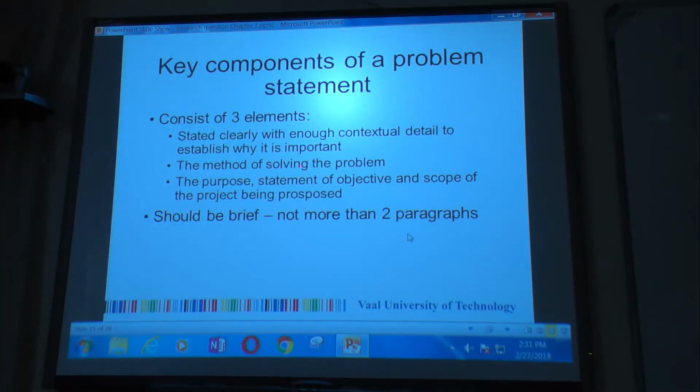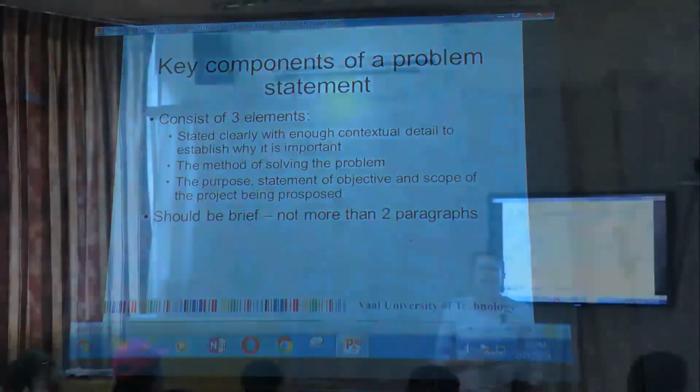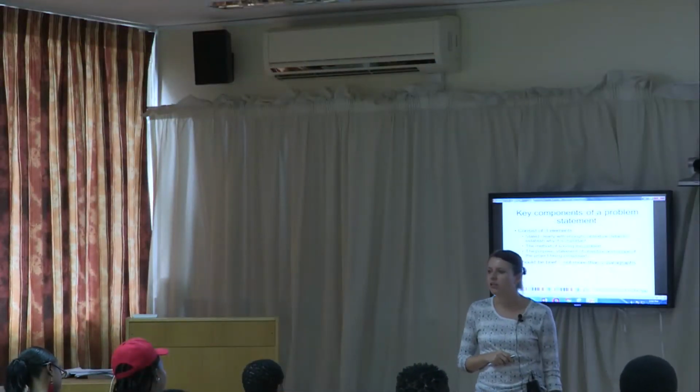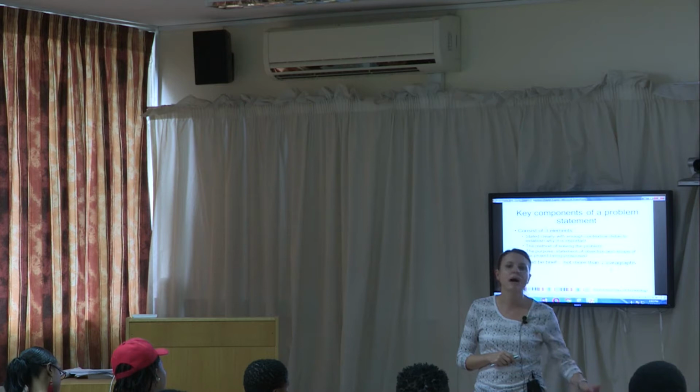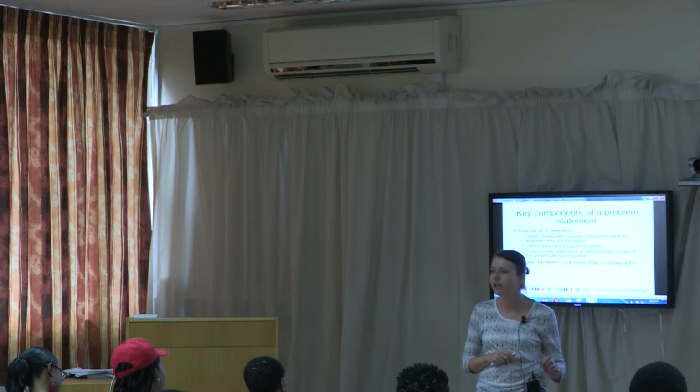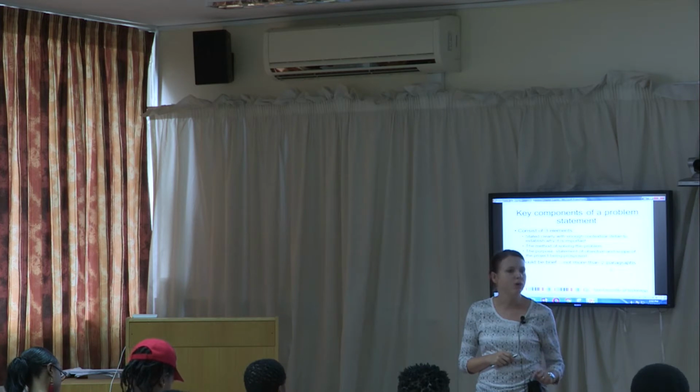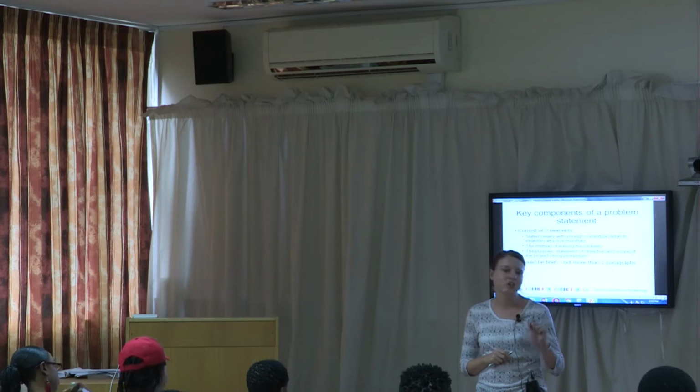It should include something about the method, how you will be solving that problem, and then it should include a statement of what it is that you are proposing to do. It should be brief. I say it should not be more than 2 paragraphs. So for your problem statement, you are not going to write 2 or 3 or 4 pages. It's no longer than 2 paragraphs, by which I mean half a page. If it's 1 paragraph and it is written very well, it's acceptable. But no longer than half a page. It should be short, clear and concise, to the point.